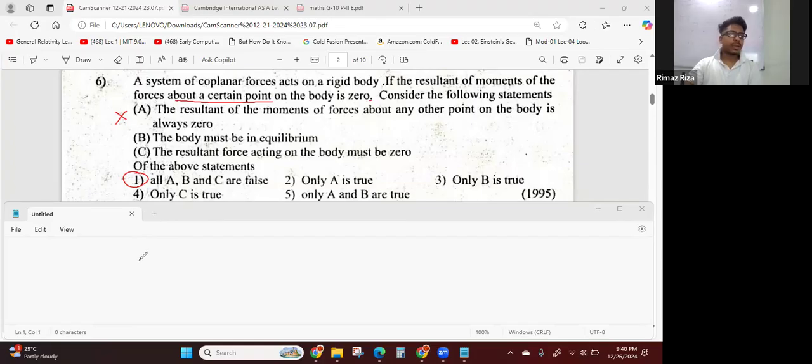Let's say this is the resultant of the system of coplanar forces, and that certain point is somewhere here. If that certain point is on the resultant, then the moment is zero. But if we take any other point, a non-zero moment will be there. So the statement that the resultant of the moments of forces about any other point on the body is always zero is wrong. So A is wrong.